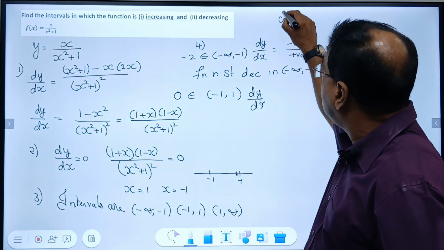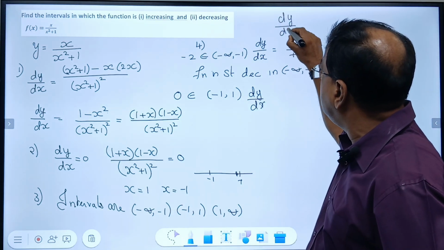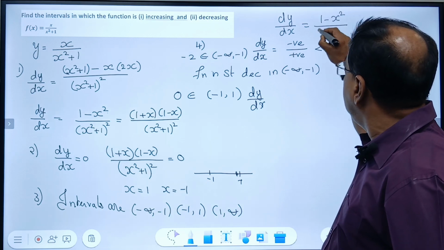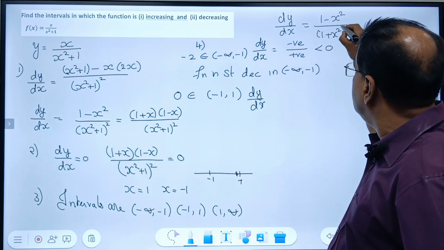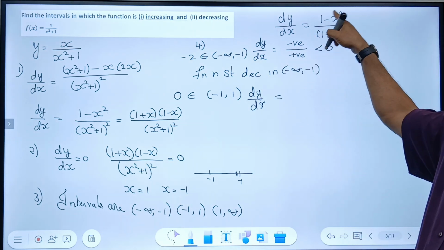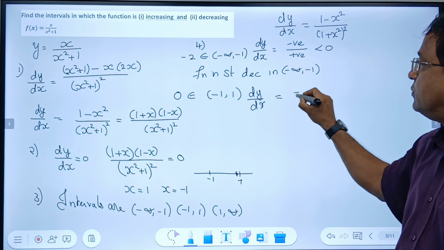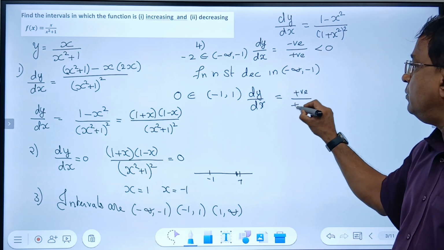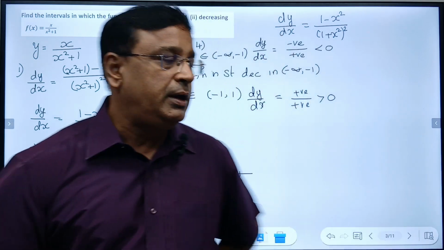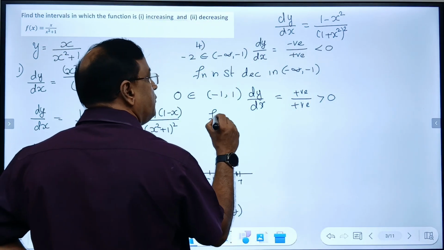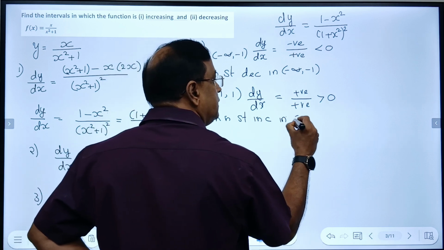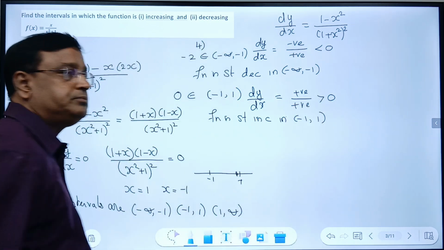Let me write here where I am substituting so that it is clear to you. I will substitute in (1 minus x square) by (1 plus x square) the whole square. So when I substitute 0, I get 1 minus 0, which is positive. And the denominator is always positive. So this is greater than 0. Since dy by dx is greater than 0, what do you say? The function is strictly increasing in the interval minus 1, comma 1.